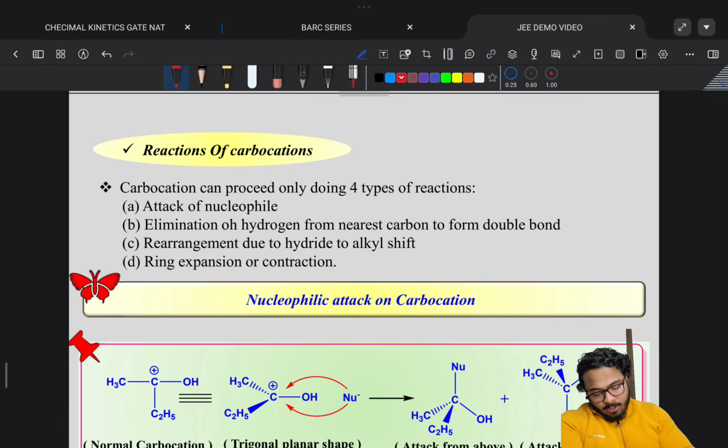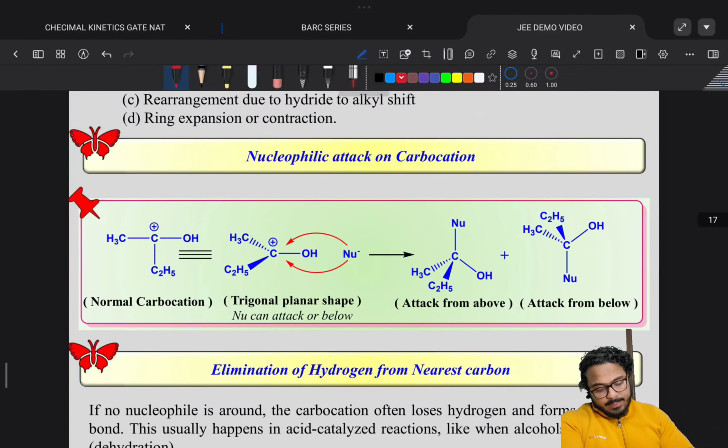This is the reaction of carbocation. The first reaction is nucleophilic attack on the carbocation. This is a carbocation, and the nucleophile may attack from above the plane or below the plane. As you can see, this is above the plane and this is below the plane.